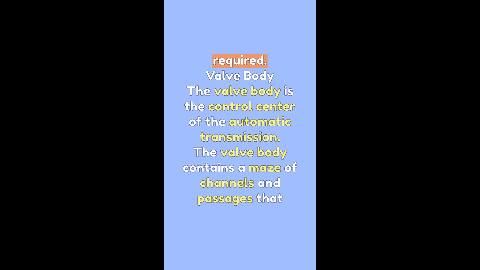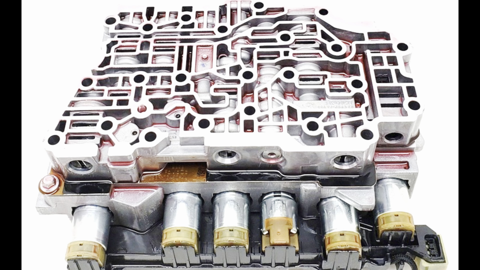Valve body. The valve body is the control center of the automatic transmission. The valve body contains a maze of channels and passages that direct hydraulic fluid to the numerous valves, which then activate the appropriate clutch pack or band servo to smoothly shift to the appropriate gear for each driving situation. Each of the many valves in the valve body has a specific purpose and is named for that function. For example, the 2 to 3 shift valve activates the second gear to third gear upshift, or the 3 to 2 shift timing valve, which determines when a downshift should occur.